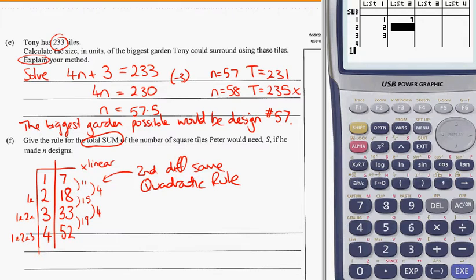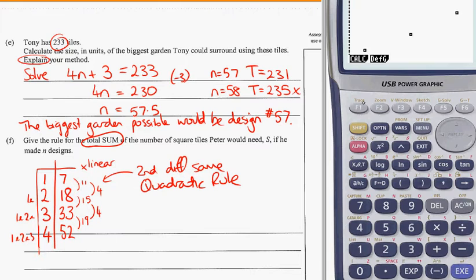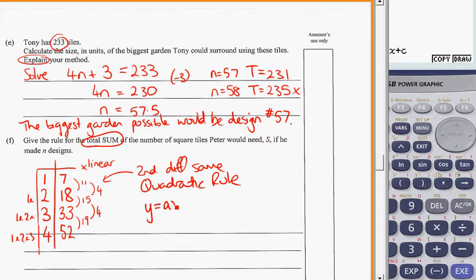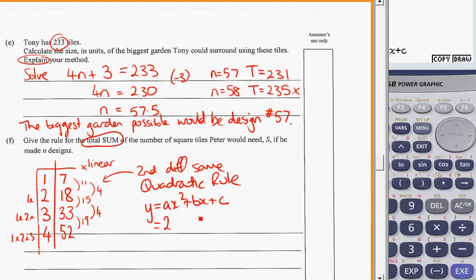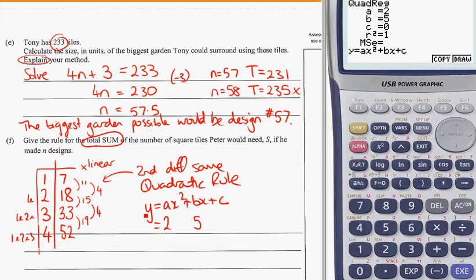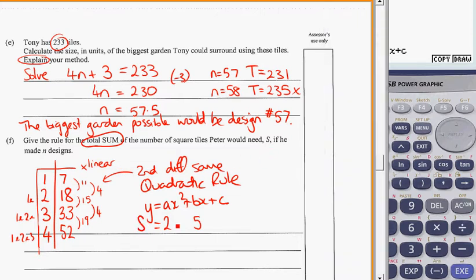7, 18, 33, hover over F1, and now we need to choose, it's quadratic, so we need to choose x squared. We'll copy down what it says, y equals ax squared plus bx plus c. Now a is 2 and b is 5, c is 0. We'll have a go at using the lettering they suggest. So we want S to stand for the total, and n, of course, and S for the sum, and c was 0. 2n squared plus 5n.